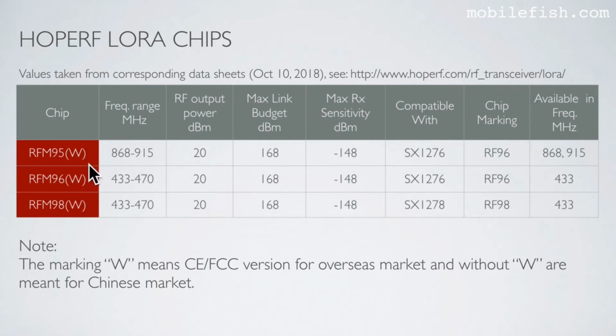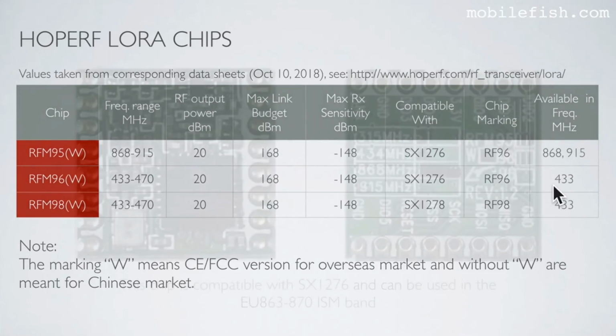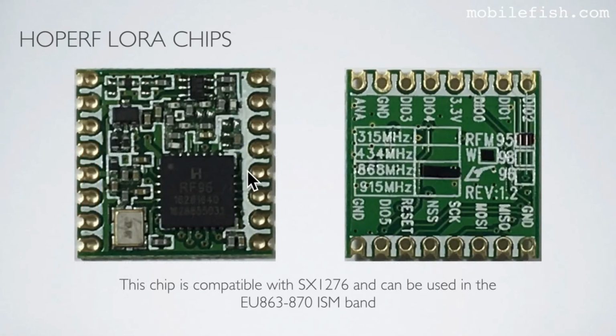The marking W means CE FCC version for overseas market, and without W are meant for the Chinese market. These two chips have the same RF96 marking, but this chip is only available in 868 and 915 MHz, and this chip is only available in 433 MHz. This chip is compatible with SX1276 and can be used in the AU 863 to 870 ISM band.